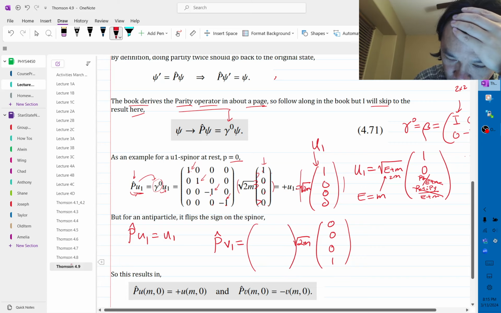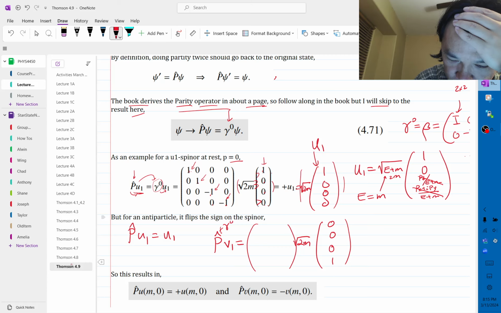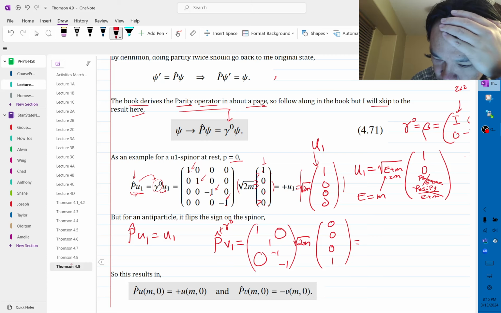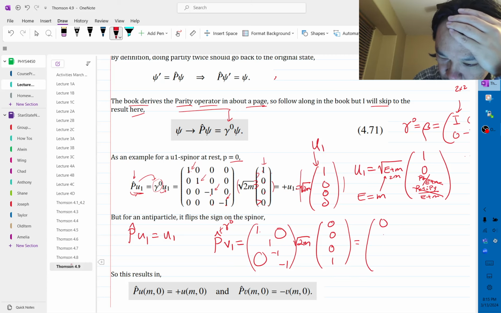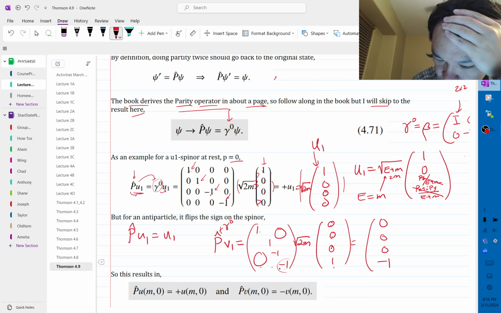And once again, P-slash just turns into this gamma-naught matrix. So that's still 1, 1, negative 1, negative 1, with a bunch of zeros everywhere. The resultant of this is going to be 1 times 0, 0 times 0, 0 times 0, 0 times 0, so the first component is actually 0. Similarly the second, similarly the third. The only one that's not 0 is the last: 0 times 0, 0 times 0, 0 times 0, and then negative 1 times 1. You get a negative 1 here. And I keep forgetting this factor of square root of 2m in front.